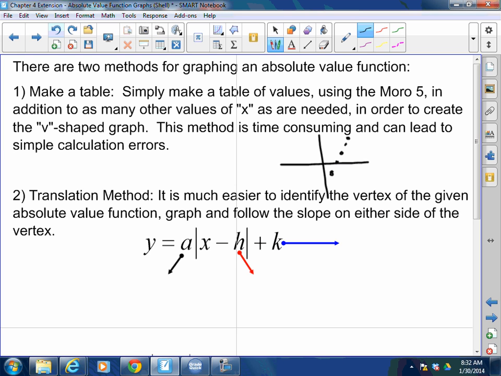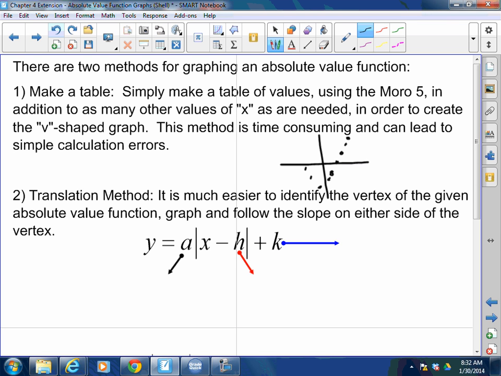You said, okay, I graphed 5 points. Oh, no, there's not a V. What do you have to do? You got to keep plugging in points until you see that it goes up on one side. Exactly. A lot of people went, oh, yeah. You got to keep going if you make a table.